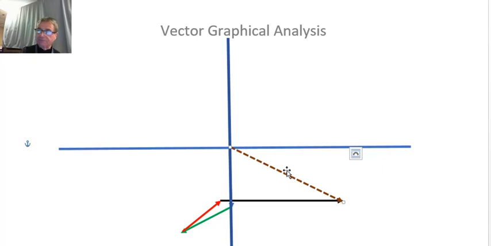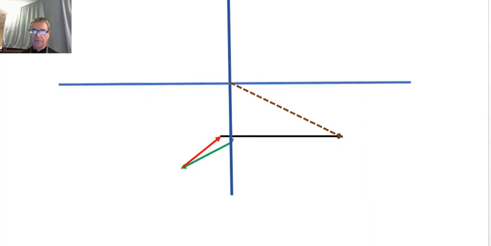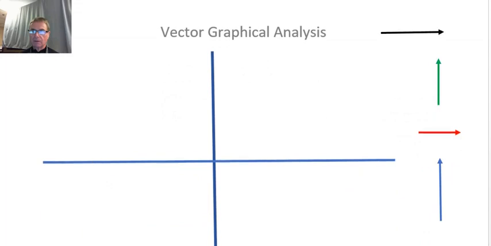Okay, so let's try another problem. Let's slide this down here. So now what I've got is a coordinate system again, and I've got 4 vectors, but notice that these vectors are either purely horizontal or purely vertical. Again, I want to add these up and see what kind of resultant vector I get.